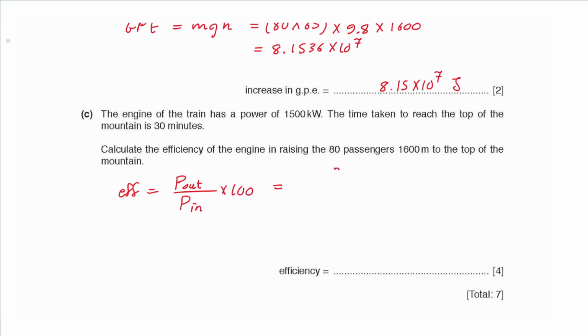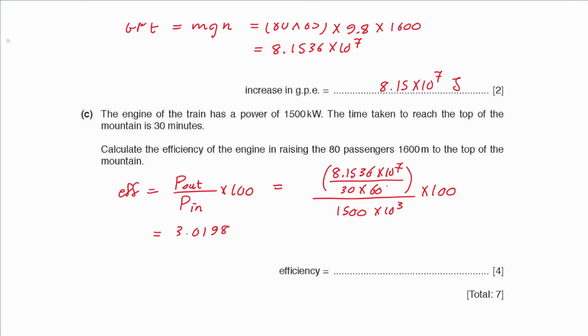We can say that the energy 8.1536 times 10 to the power of 7 divided by the time, which is 30 minutes multiplied by 60 seconds to convert it to SI units, divided by the input power 1500 times 10 to the power of 3 for kilo. All this is multiplied by 100 to get a percentage. This is 3.01985, which we can approximate to 3.0%.